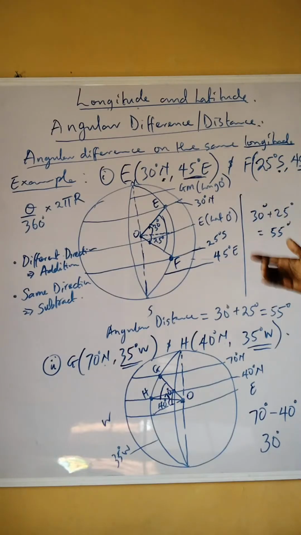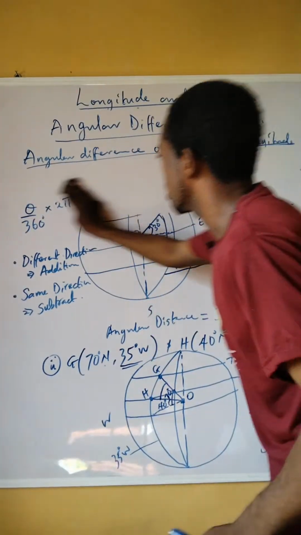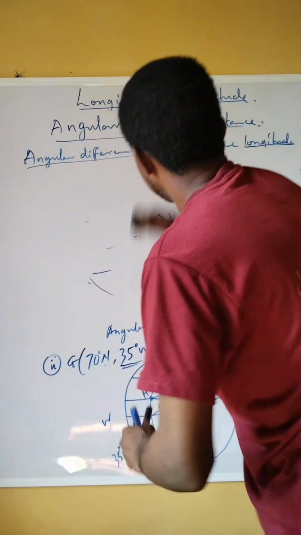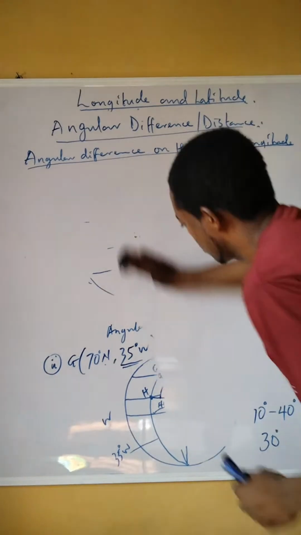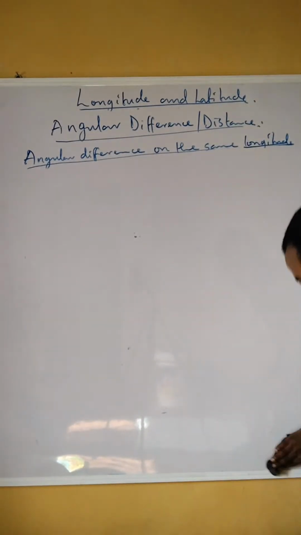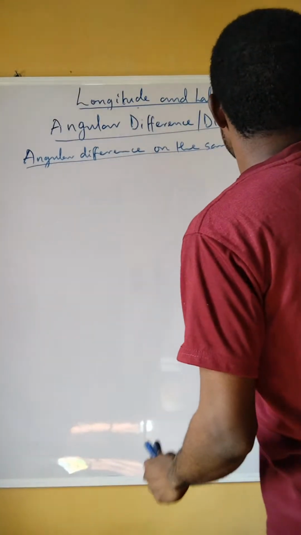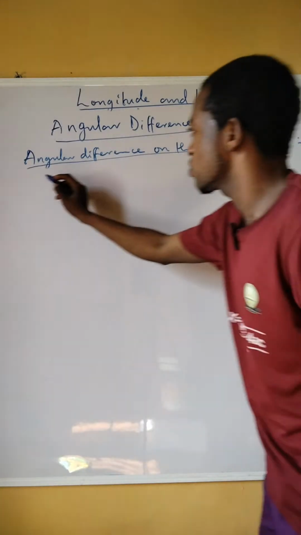And if it is on the same latitude as well, it's going to be in a similar way. So let's consider that if we are to do it on the same latitude, let's look at an example on that as well. So now, angular distance on the same latitude. Let's consider this example there.